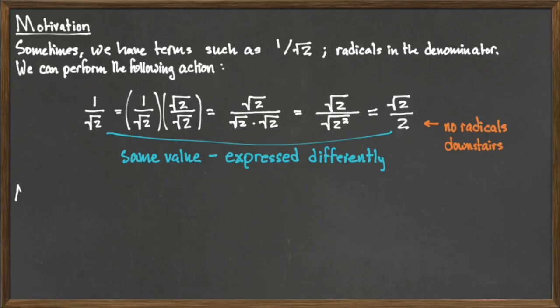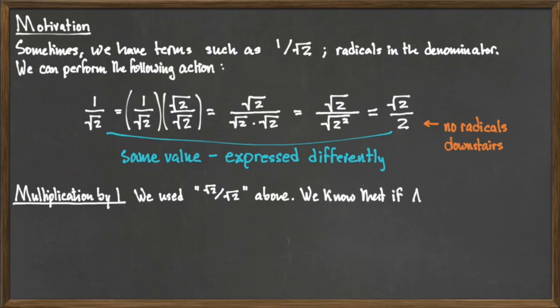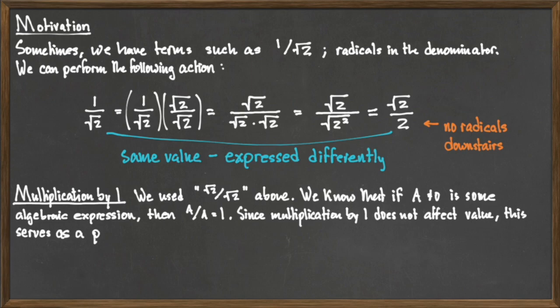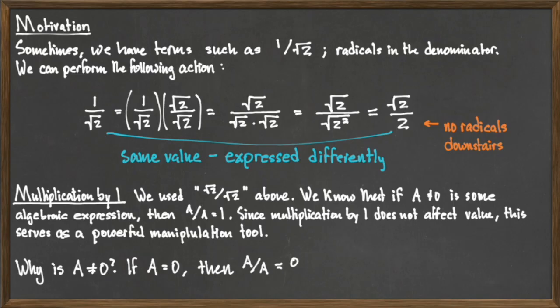As we said, multiplication by 1 is going to be the heart of this section. We used that term root 2 over root 2, which numerically is equal to 1. Pretty much if any algebraic expression A is divided by itself, it becomes the number 1. So we can use terms like big A divided by big A because it's numerically equal to 1 and serves as a very nice manipulation tool. It allows us to change the shape or the form of our algebraic expression without actually changing its value. The only thing we have to be careful of is ensuring that A is not equal to 0. This is because 0 divided by 0 is undefined and is certainly not equal to 1.